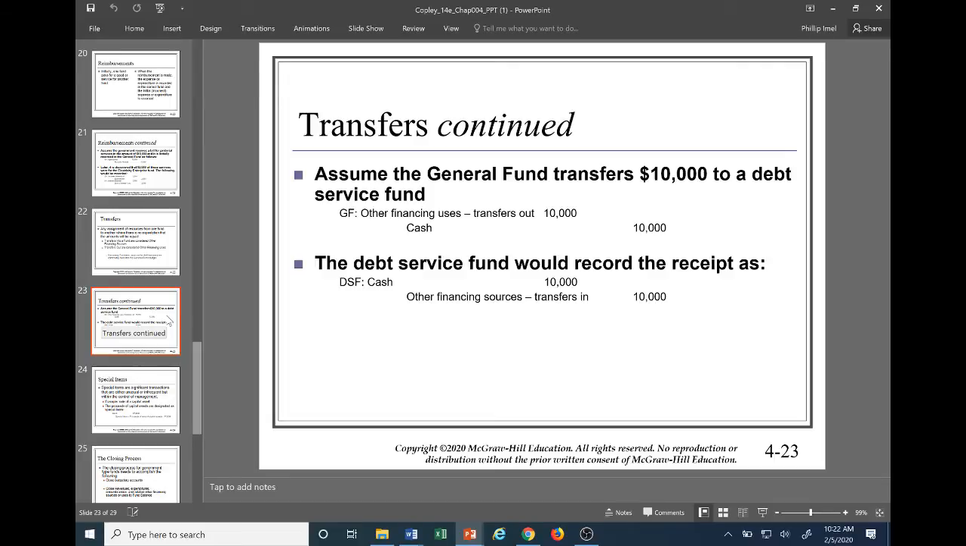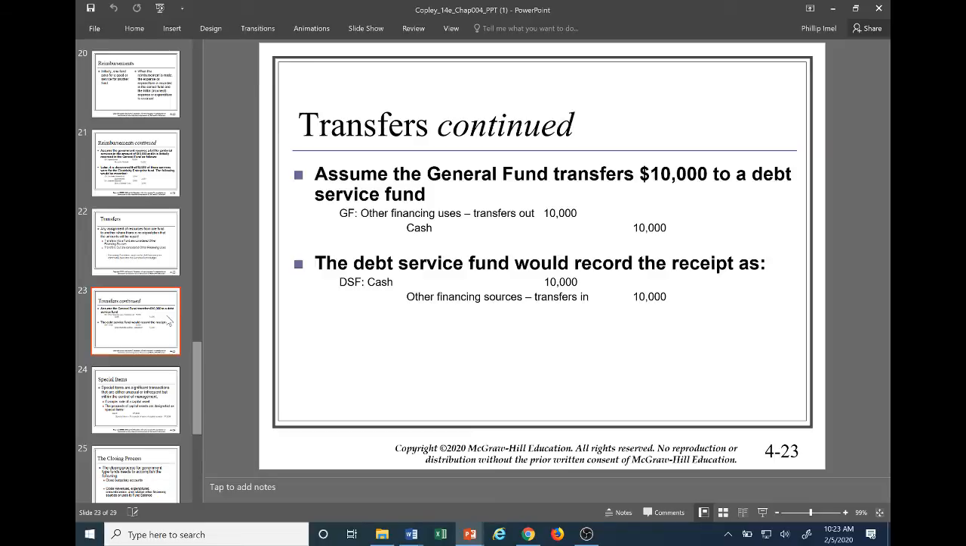And a good way to do this, if you get a little confused on the journal entry on a transfer out, just know you know what half of the entry is. If you're in a general fund, you're trying to determine what the entry is going to be for a transfer out. Well, you know you're transferring cash out, so you know the credit's going to be cash, right? So therefore, if it's a transfer out, we know we have to account for it as other financing use. Transfer out. So that tells us what the debit's going to be.